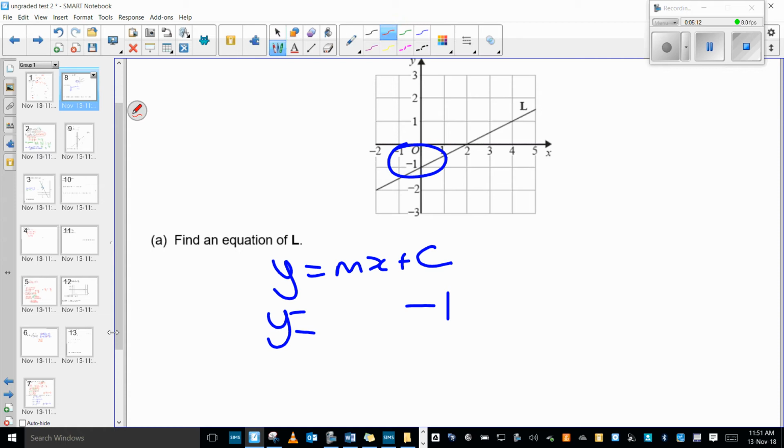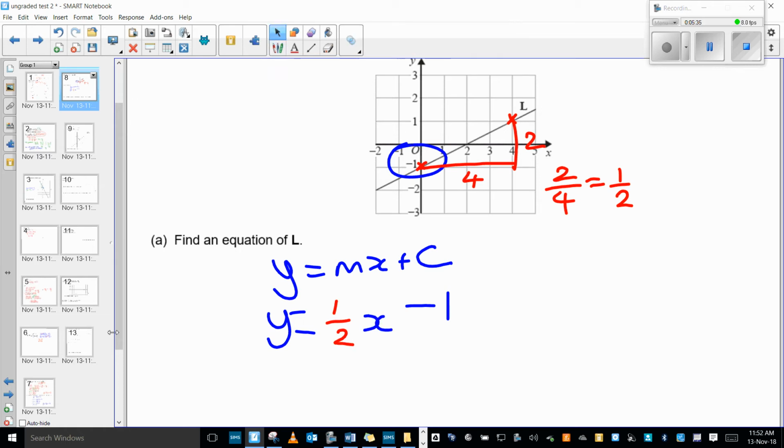So choose any 2 points. I'm going to choose this one and this one. So my rise is 2, my run is 4. So that's going to be 2 over 4. Does that simplify? Is it positive or negative? Just checking. It's positive, so I've got 1/2 x minus 1. Okay?